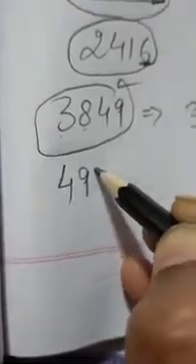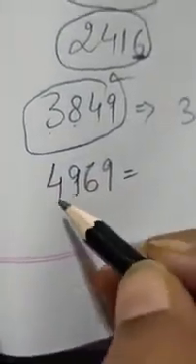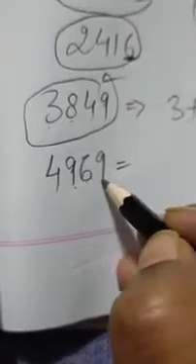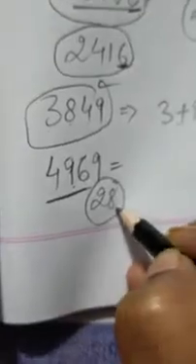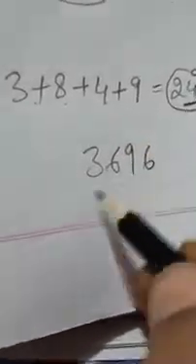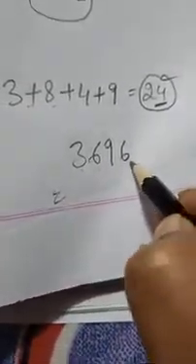For example, if this number is there, yes, 4 plus 9, 13 plus 6, 19 plus 9, 28. The sum of the digits will be 28, and 28 is also not divisible by 9. So this number is also not divisible by 9. Now see, if this is there, sum of the digits, 3 plus 6, 9, 9 plus 9, 18, 18 plus 6, 24.